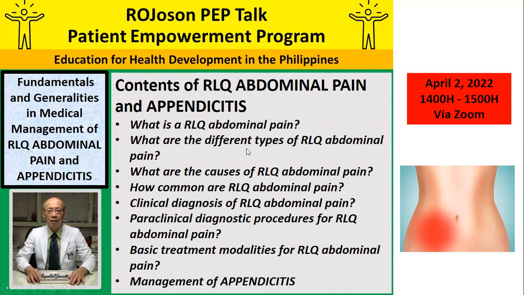The contents will be the following. What is a right lower quadrant abdominal pain? Different types, causes, how common, clinical diagnosis of right lower quadrant abdominal pain, paraclinical diagnostic procedures, basic treatment modalities, and management of appendicitis.